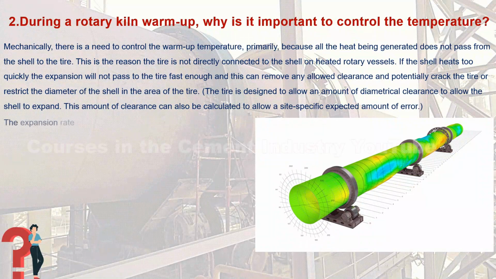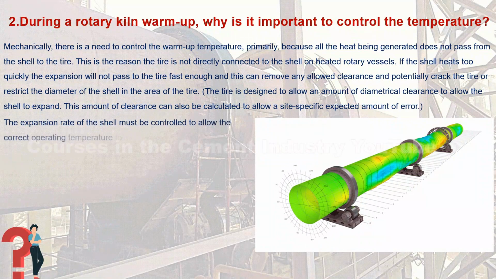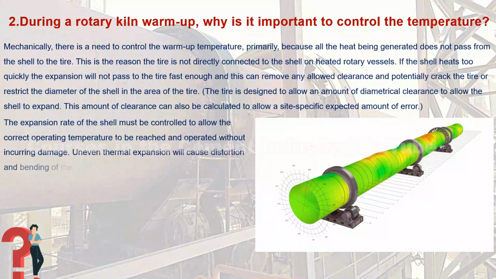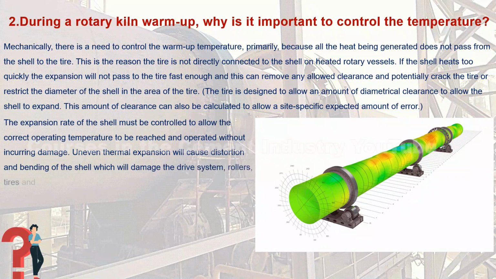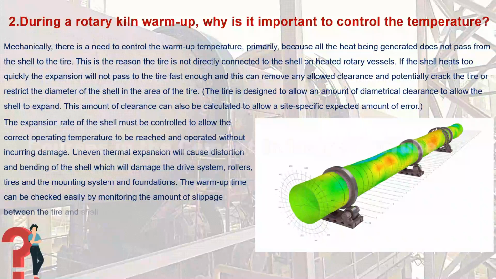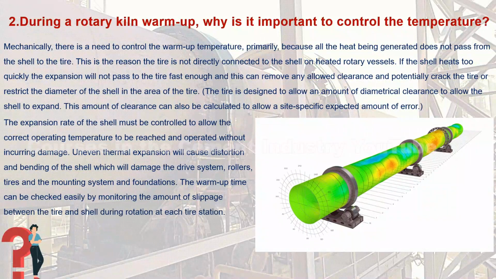The expansion rate of the shell must be controlled to allow the correct operating temperature to be reached and operated without incurring damage. Uneven thermal expansion will cause distortion and bending of the shell, which will damage the drive system, rollers, tires, and the mounting system and foundations. The warm-up time can be checked easily by monitoring the amount of slippage between the tire and shell during rotation at each tire station.